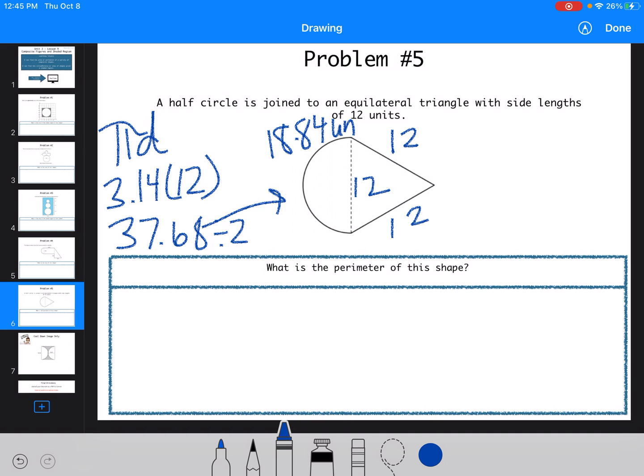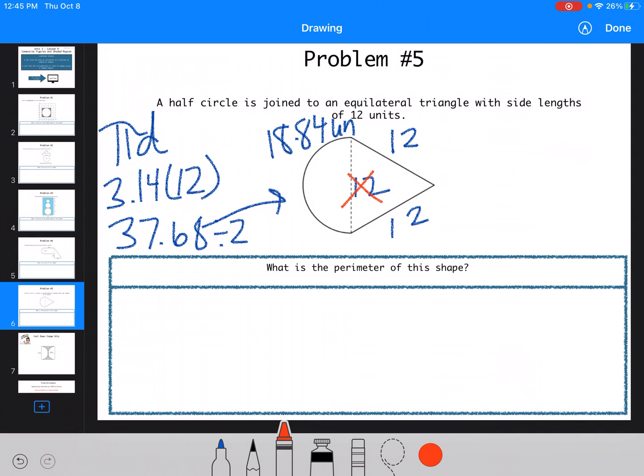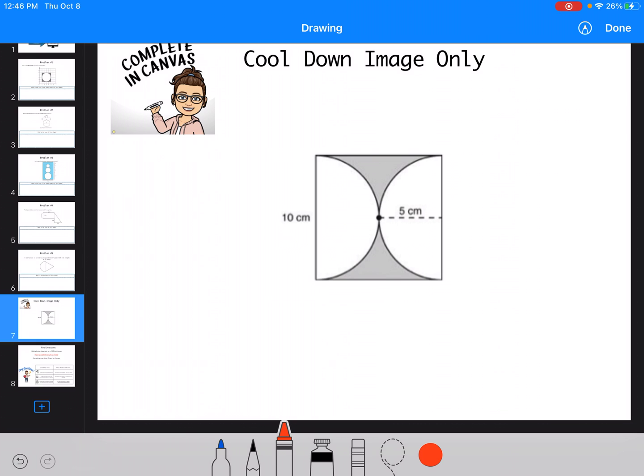So I don't want to get myself mixed up and accidentally add the wrong numbers. So I don't want to add that one. I definitely don't want to add this one. So I'm going to add these three numbers together to get my perimeter. So I've got 18.84 plus 12 plus 12, and I end up with 42.84 units.